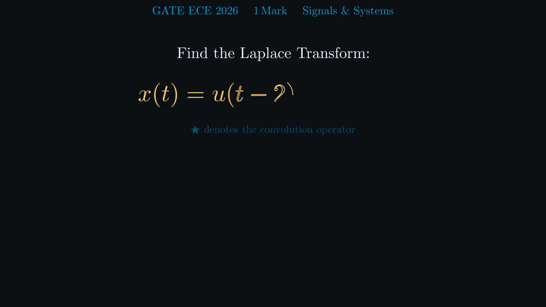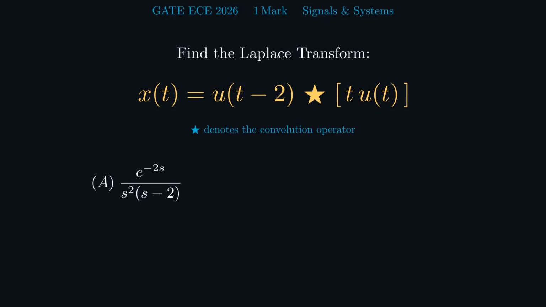Find the Laplace transform of x of t equals u of t minus 2, convolved with t times u of t. Here, star represents the convolution operator. We have four options. A. E to the minus 2s over s squared times s minus 2.